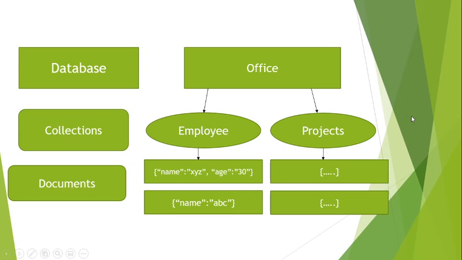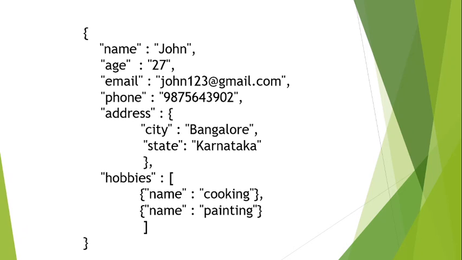Okay, let's see one example of a document. Here, see, it is almost similar to the JSON key value pair format. You can see name, age, email, phone, address, and hobbies. These are the keys, and John, 27, and all these things are values. The address field has some other entries like city and state, so it is an aggregate data.